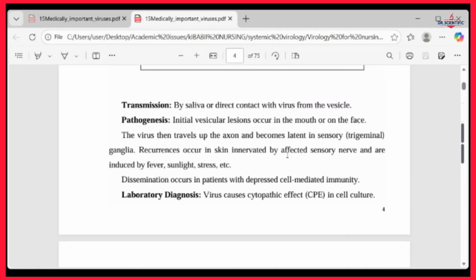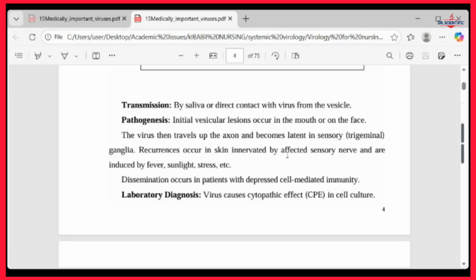This herpes simplex type 1 is normally transmitted through saliva or direct contact with the virus from the vesicle. And once transmission is done, the pathogenic presentation is where we have the initial vesicular lesions occurring in the mouth or on the face. That's where it begins with herpes simplex type 1.